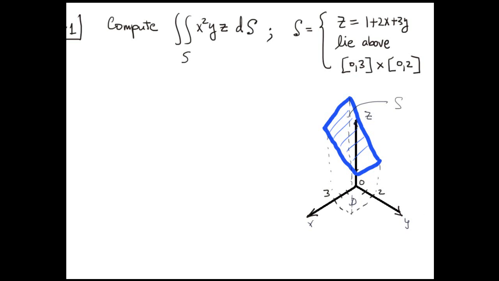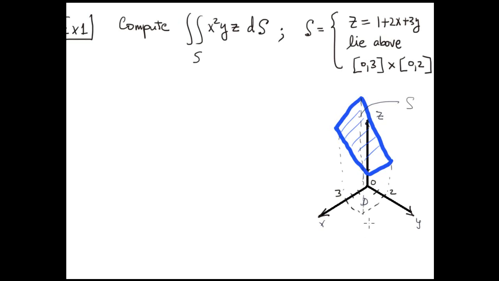So if we are using, for example, the graphic parametrization, the shadow is D. D is the domain for the parameters. The parameters that we suppose are x and y, only x and y. So we can compute this like a double integral in the region D of x squared y. Then z is no longer z, because we need to express everything using the parameters x and y. z is equal to 1 plus 2x plus 3y.